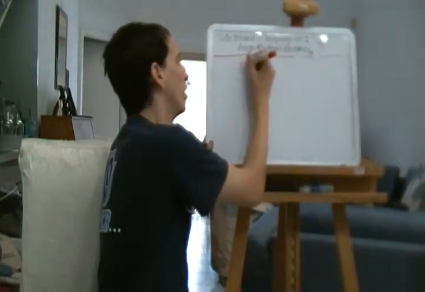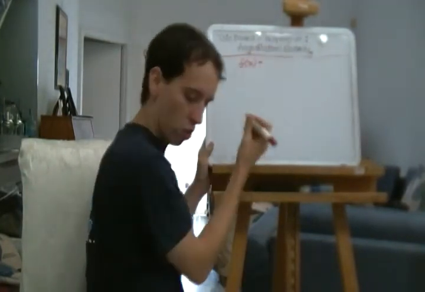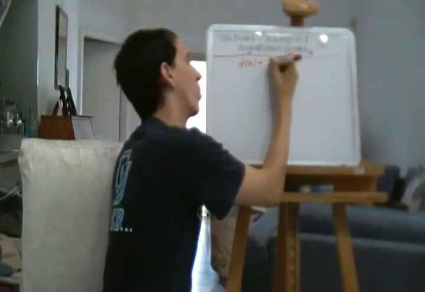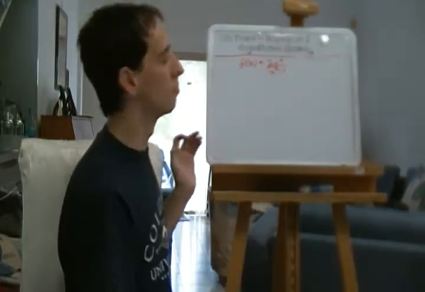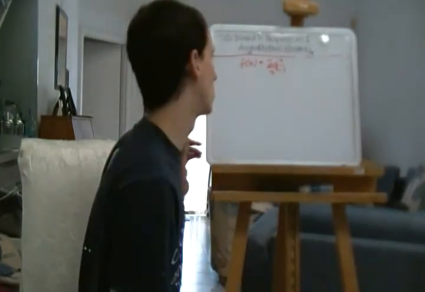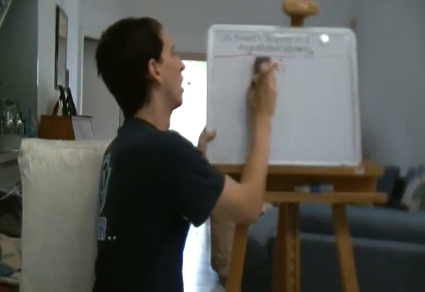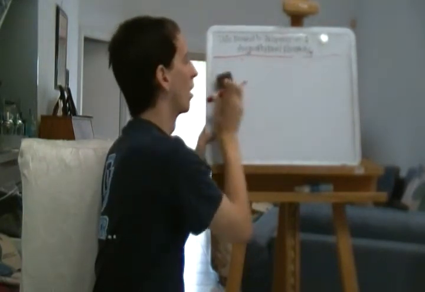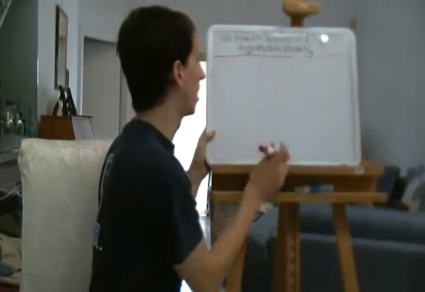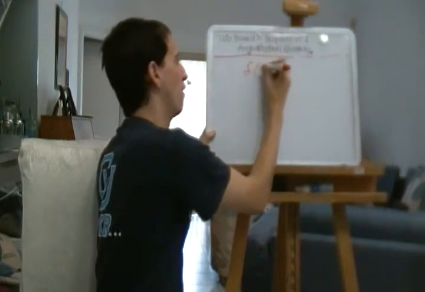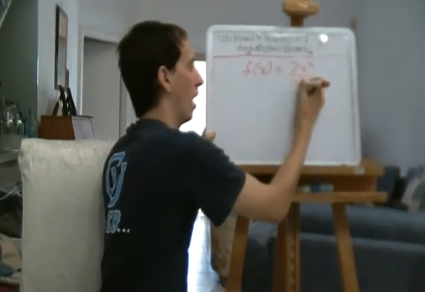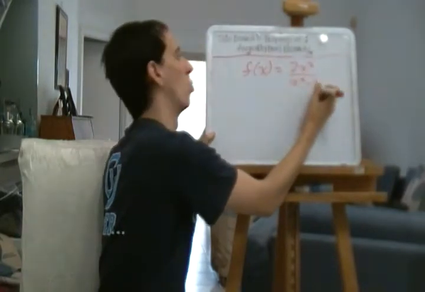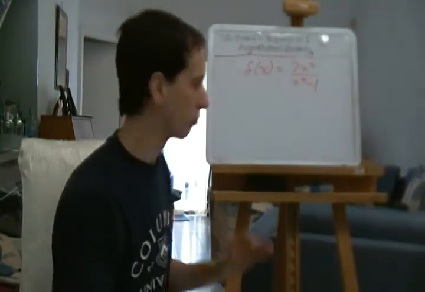But for this one, we're going to do f of x equals 2x squared over x squared minus 1. Pretty easy, but we're going to use this. I don't think you can read that. It's going to be hard to fit everything on this tiny little board. f of x equals 2x squared over x squared minus 1.